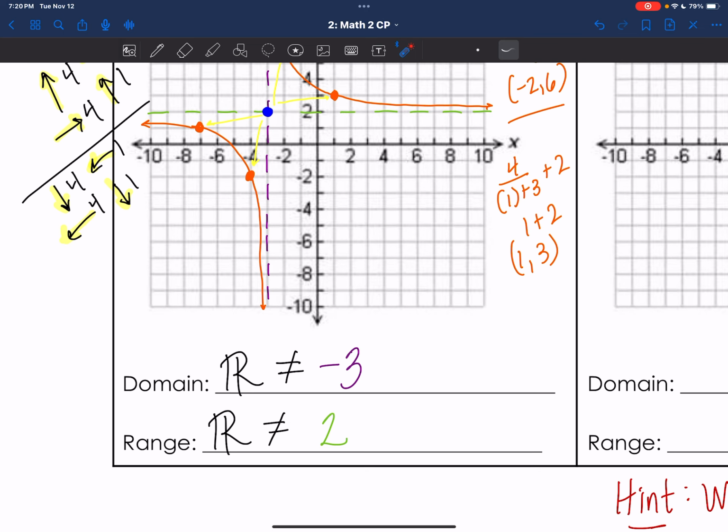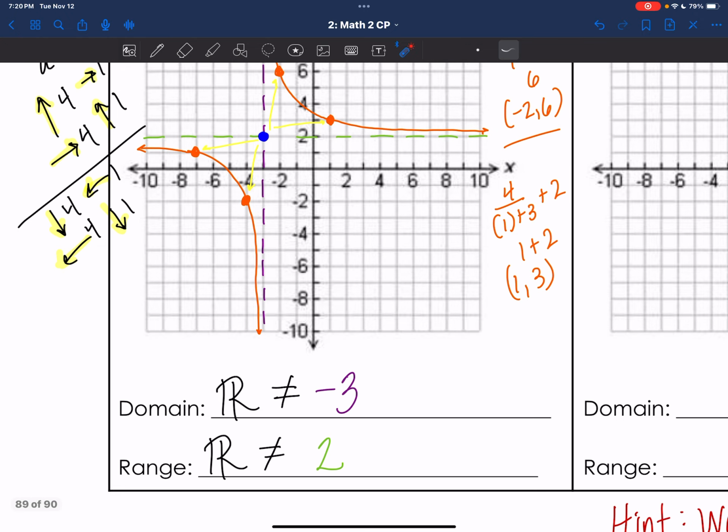Now, just like before, look at your h value. It's going to be all real numbers, but not -3, because that's your asymptote. And then here, look at your k value. It's going to be all real numbers, but not 2, because that is your asymptote.